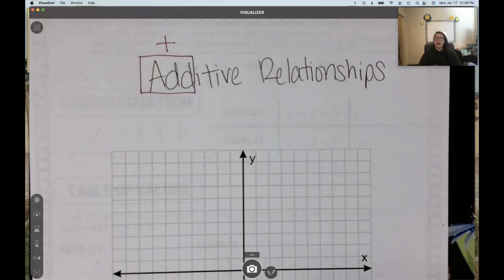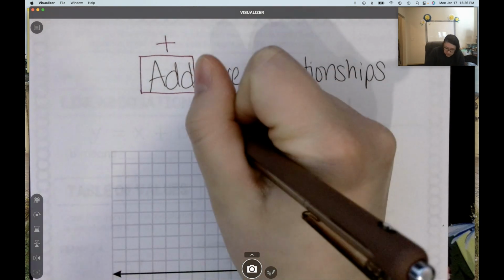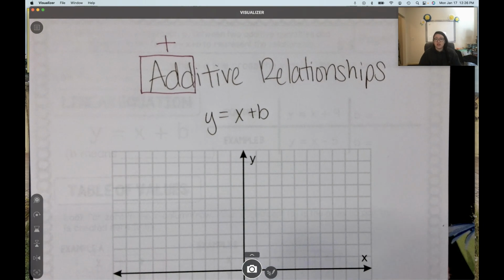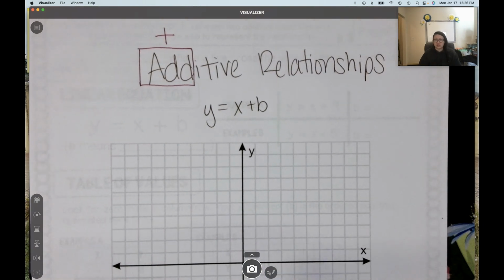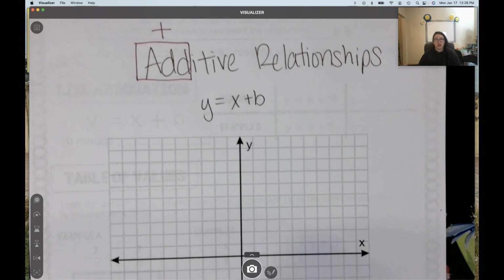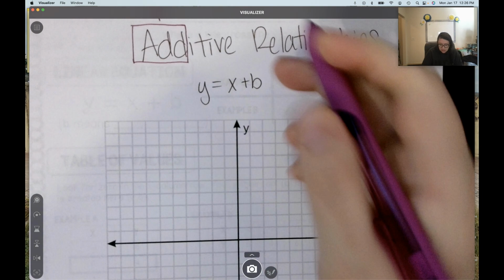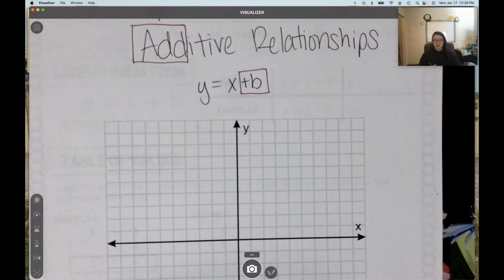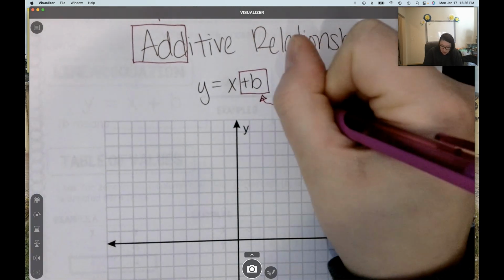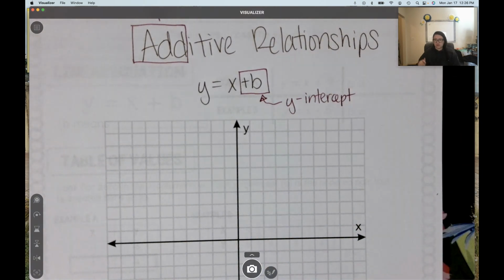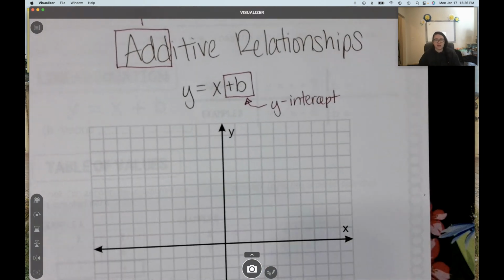Before we get into what makes an additive relationship, let's quickly review that our equation is in the form y equals x plus b. You don't have to write this down, don't worry. I'm just talking through some things to make sure we're all on the same page before we get into our notes today. What makes an additive relationship? An additive relationship is, again, that we have addition. We are adding this letter b, and we call this letter b our y-intercept. We're going to write all this information in our notes, but I just want to talk through it first. So just have your focus with me right now.